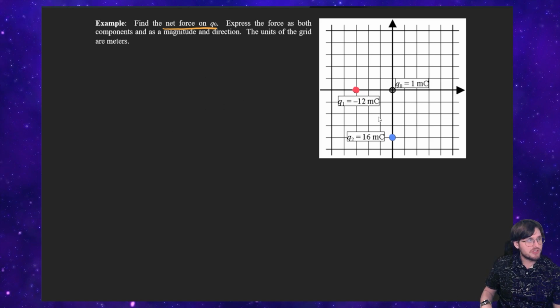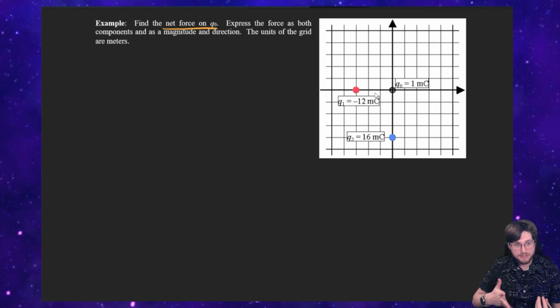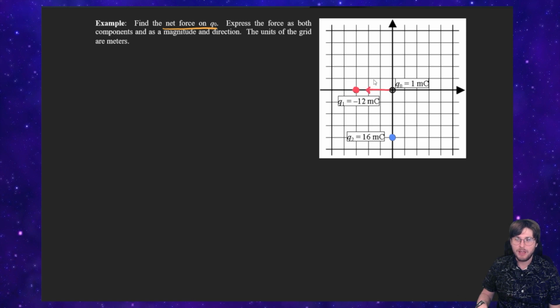Okay, so first, I recommend drawing a free body diagram as always. So let's look at Q1 and Q0. These charges have opposite sign, so it's going to be an attractive force. So Q1 is going to try to pull Q0 towards itself, meaning that the force of 1 on naught, F10, is going to be acting to the left.